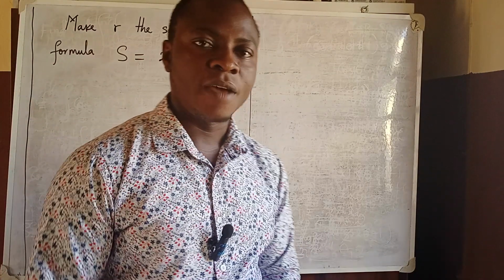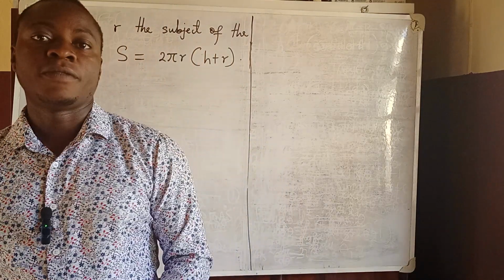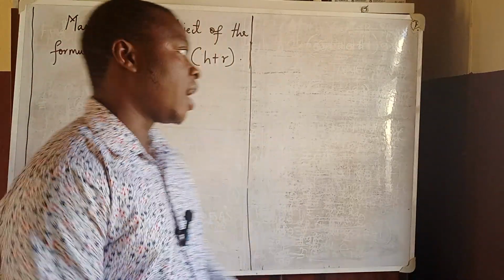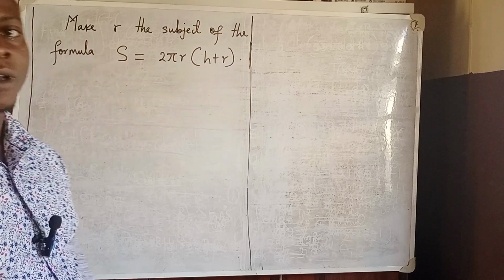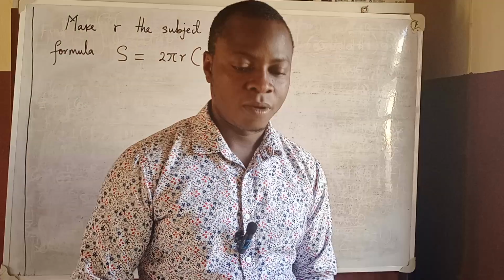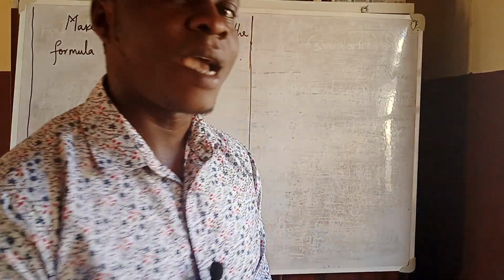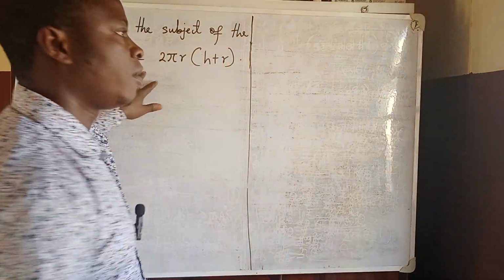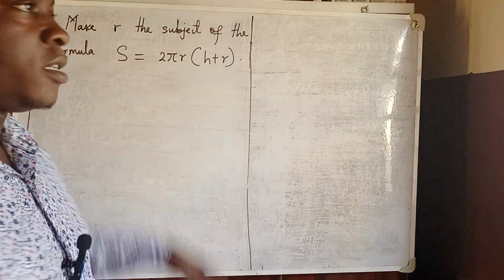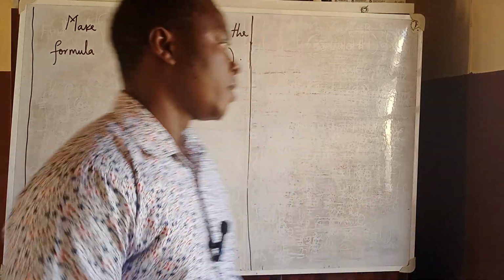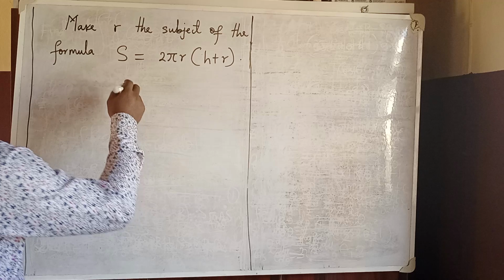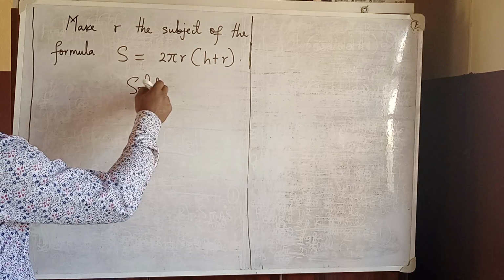Making a particular variable or letter the subject of a formula is taking it out, making it stand alone and relate with other variables or letters. So how do we make R the subject of this formula? This is the total surface area of a closed cylinder. So let's solve this together.